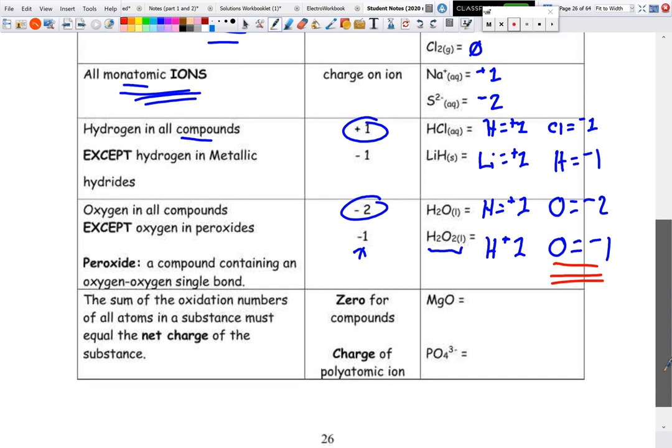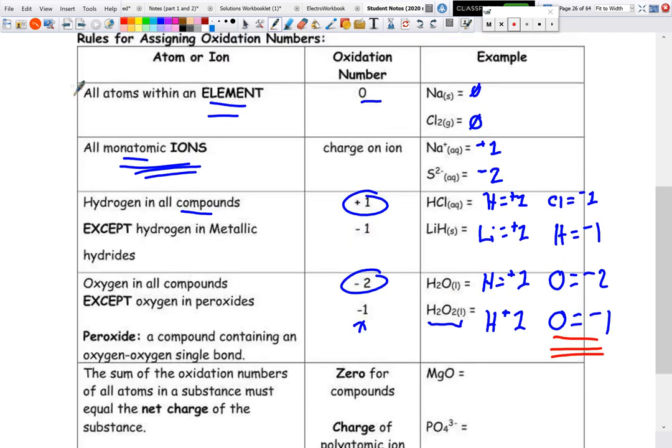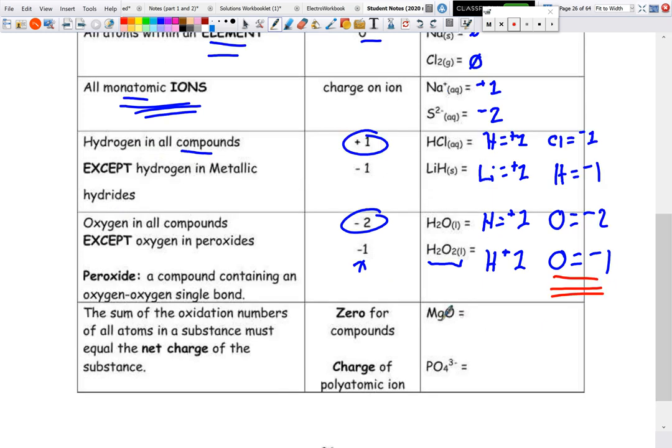Now, last but not least, we have a rule for if we have anything other than an element, monatomic ion, hydrogen, or oxygen. So for example, when we look at phosphorus inside of this phosphate ion down here, we have no rules for phosphorus. So this is when we're going to use this rule right here. It states that the sum of the oxidation numbers of all atoms is going to equal the net charge of the substance.